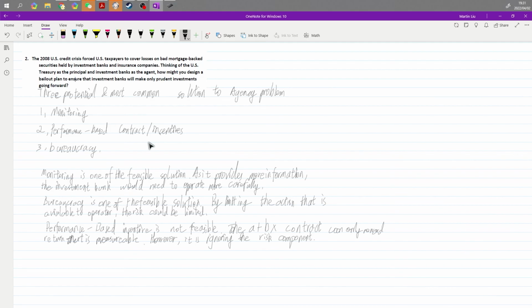So let's make an X here and two ticks on the other ones. The other two are working, only the performance-based contract is not. It's not so feasible. I'm not saying it's completely useless, but in this kind of scenario, you would prefer the other two over the middle one.